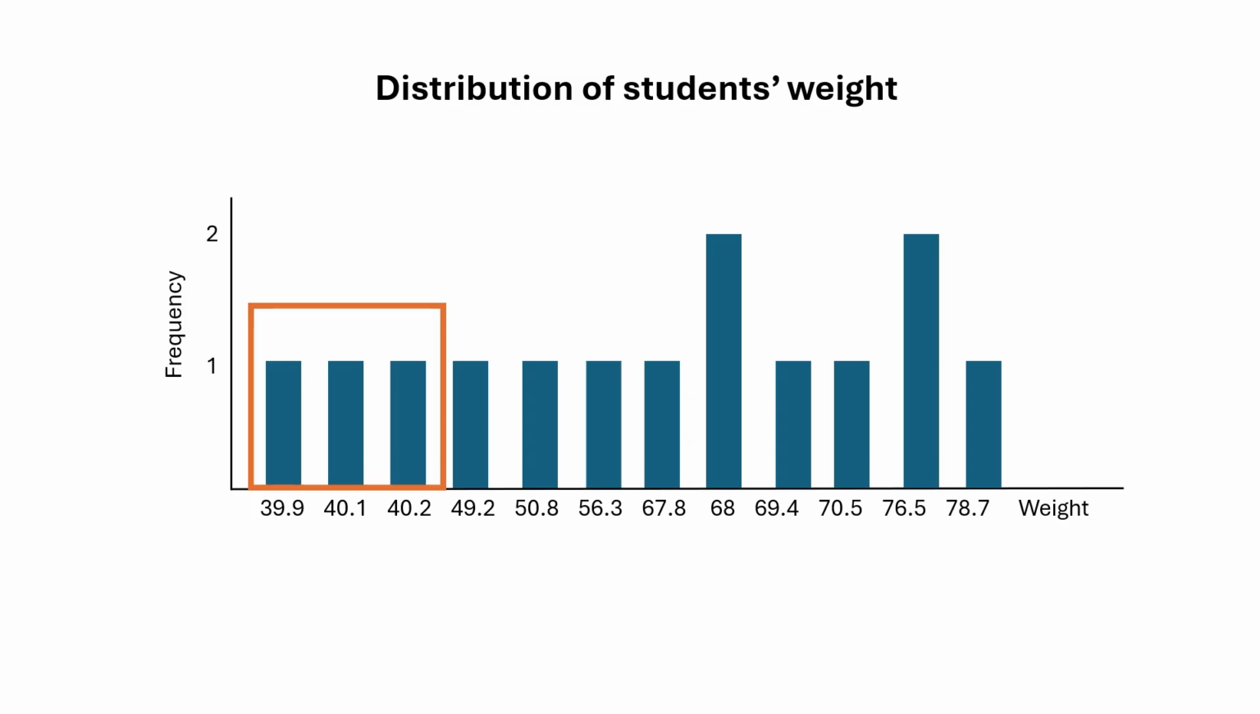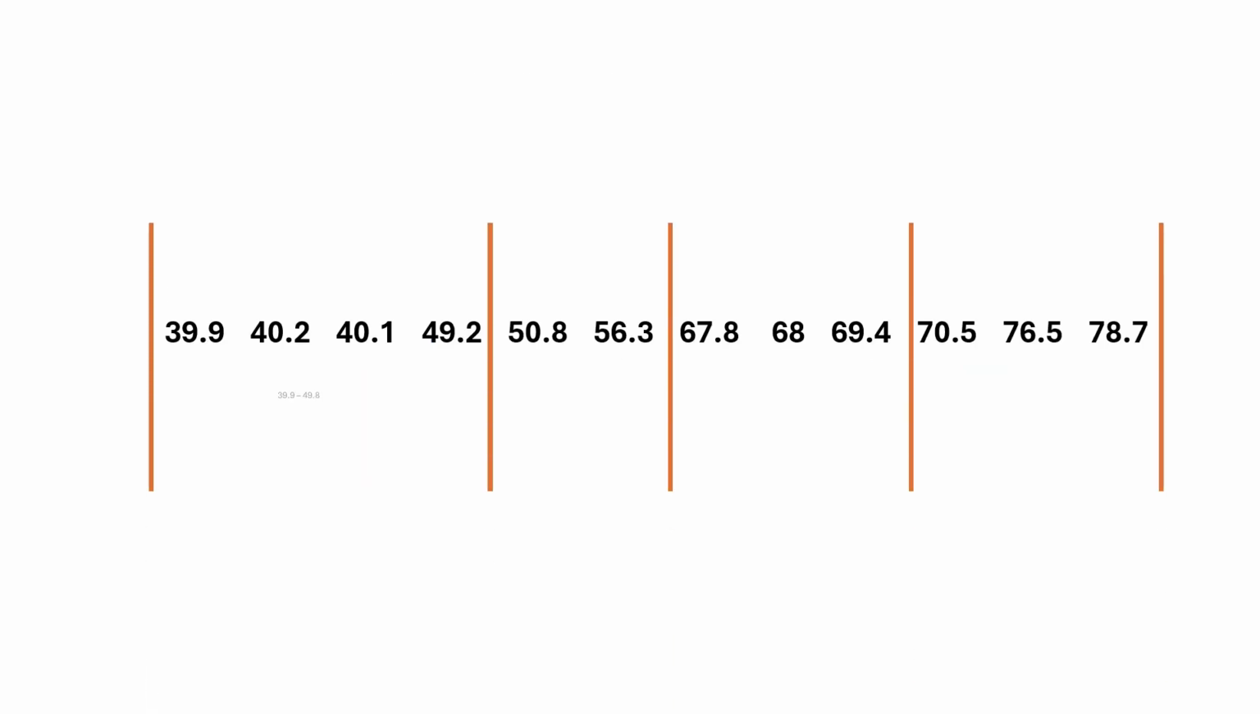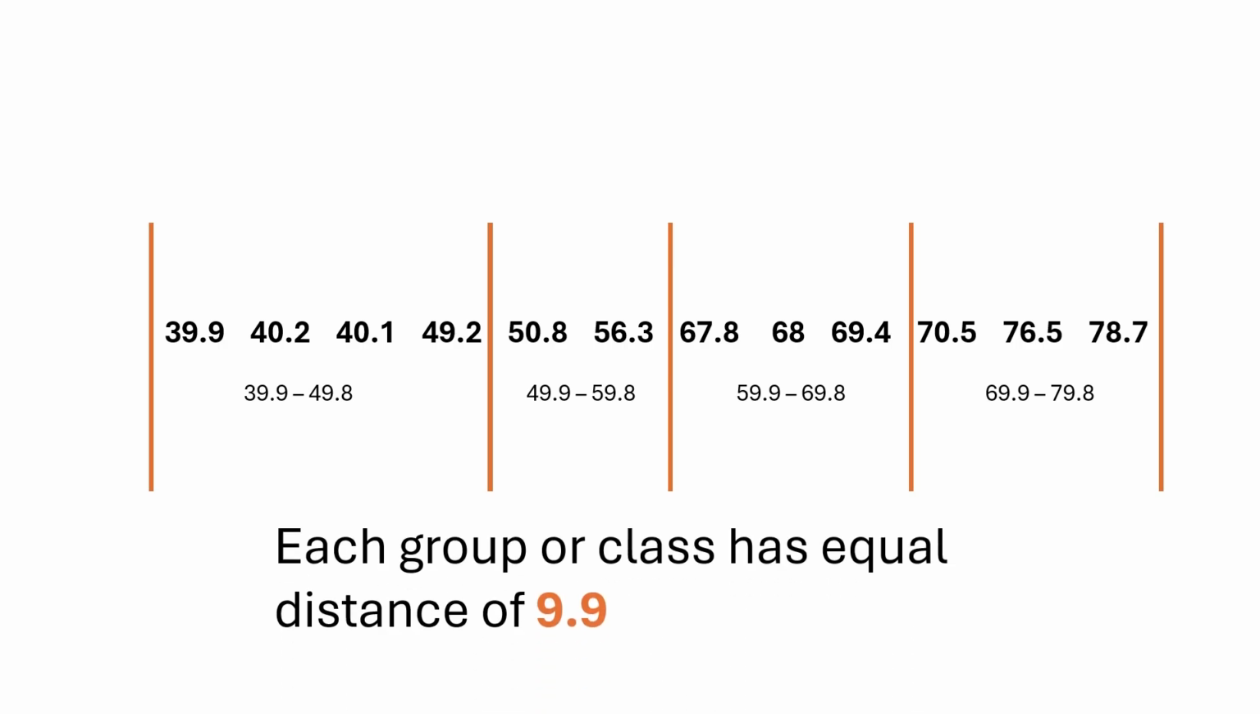To handle this, statisticians group numeric data into class intervals. This technique allows us to treat continuous or wide-ranging values as grouped categories. We begin by sorting the data in ascending order and then divide it into equal intervals. Each of these groups is called a class, and the span it covers is a class interval.